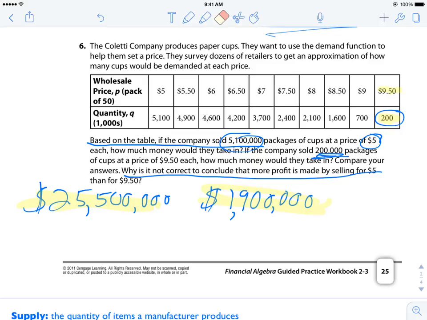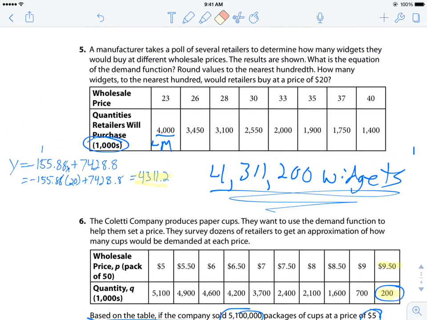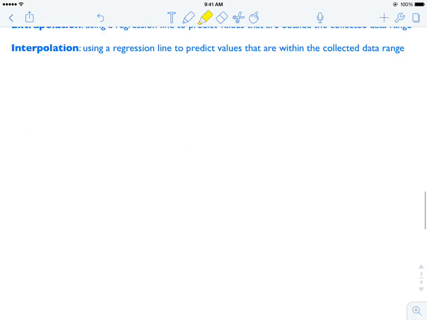All right, I want to take us back to number 5 real quick to talk about a couple of vocabulary terms. We were asked to predict in this situation what would happen if we made the wholesale price $20. Okay, we talked about what that did and what that gave us. That $20, notice, does not show up or is not within the range of these numbers that are up here. When that happens, we call that extrapolation.